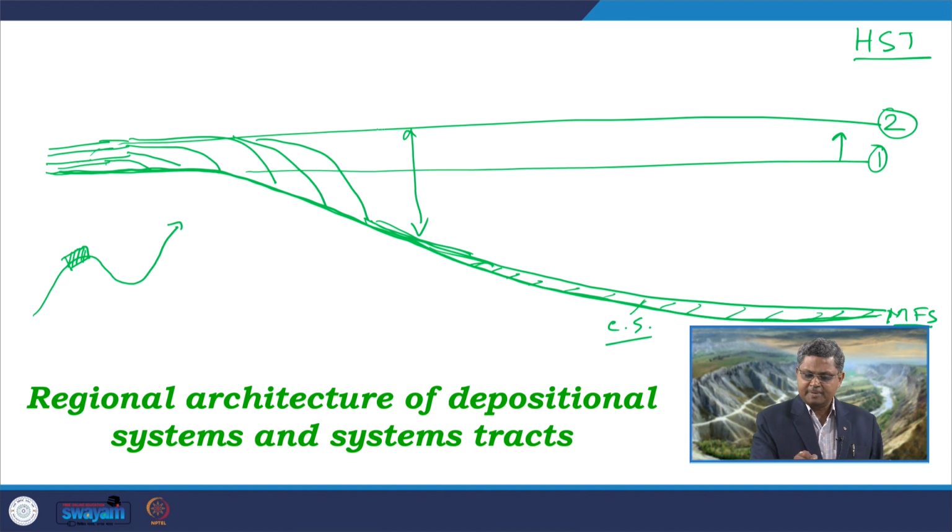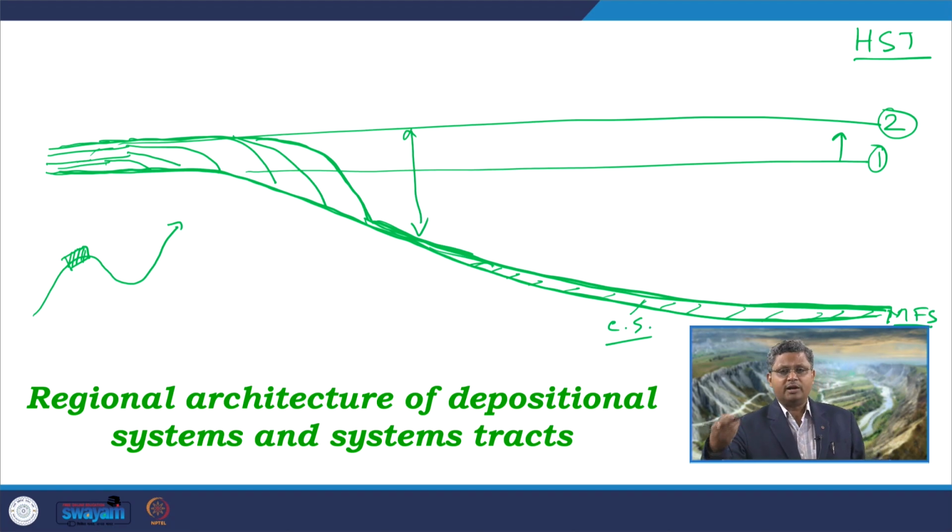For this particular base level condition, what is the final surface we are getting over here? This is the final surface that is available to us at the end of the HST phase. Now we can move on to the next phase, that is the falling stage systems tract. So now the base level is falling, maybe down to this level. From level 2, it is coming down to level 3.